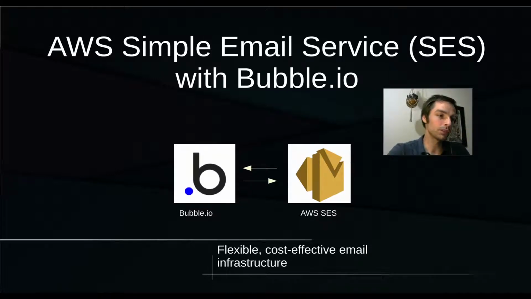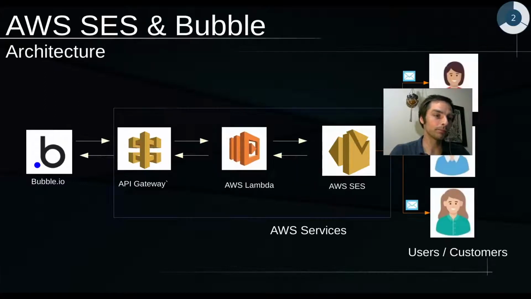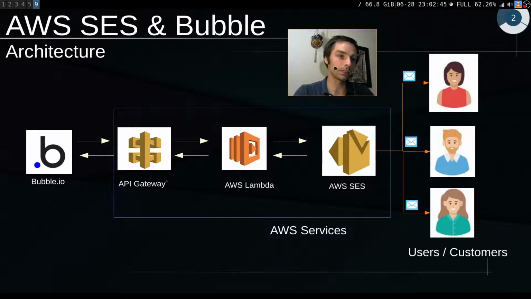So what we're going to do in this video is build a very simple Bubble front end to trigger the sending of emails through SES, which is going to be processed through the Amazon Web Services serverless offerings, particularly Lambda and API Gateway. So we're going to build an application that looks something like this.